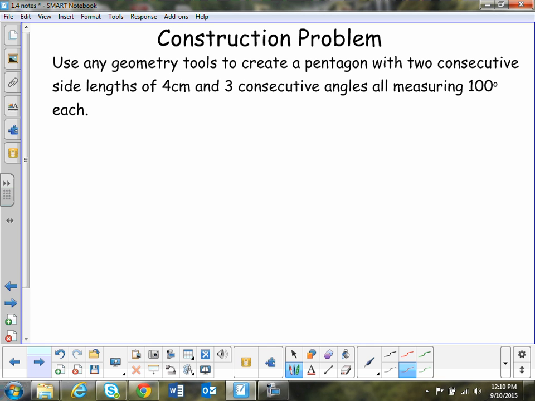Okay, so you need to construct using your geometry tools. You need to create a pentagon with 2 consecutive side lengths of 4 centimeters and 3 consecutive angles that measure 100 degrees each. Okay? You don't need a compass. Okay? You do need a protractor and a ruler, but you can use the straight edge for the protractor one. Okay? Alright, so there's protractor right there you can borrow.